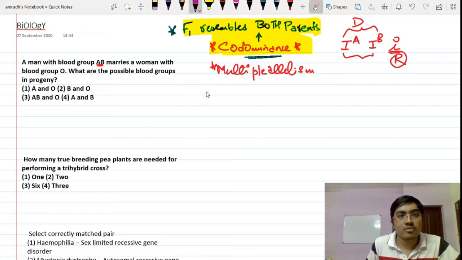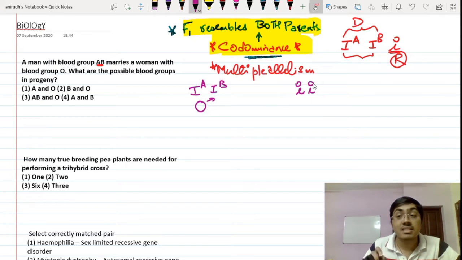Man with blood group AB, so his genotype is IAIB. This is the blood group of the man. He marries a woman with blood group O, so this will be ii. This is blood group O. No other combinations are possible.